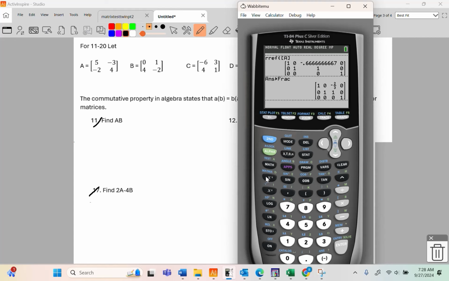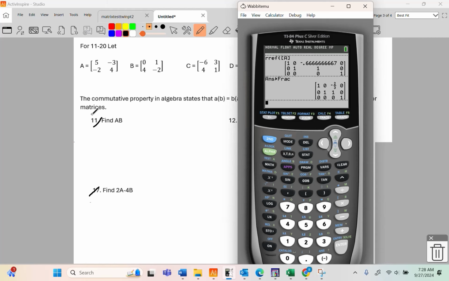All right, so I'm going to quit out. I'm going to go back to matrix. I'm going to scroll over to edit, and this time I'm going to highlight B. B is also a 2 by 2. And I'm just going to type the stuff in. We got a 0. We got a 1. We got a 4. We got a -2. Now I'm going to quit.